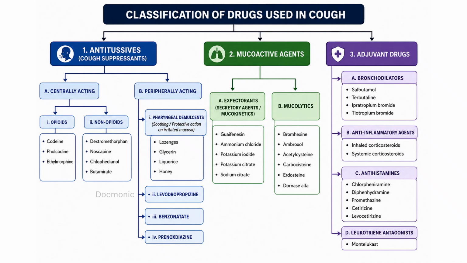In today's session, I shall be talking on mucolytics. Mucolytic is one of the drugs used for productive cough. Under that, we have bromhexine, ambroxol, acetylcysteine, carbocysteine, iodostine, and dornase alpha. So let's get started.